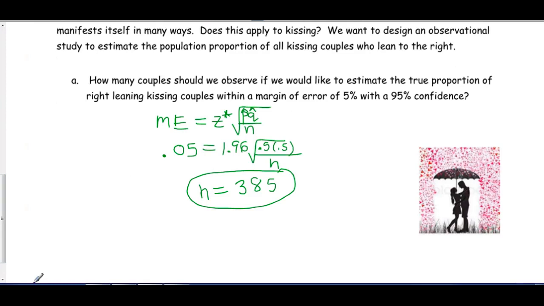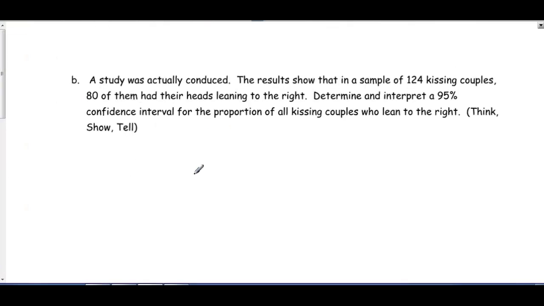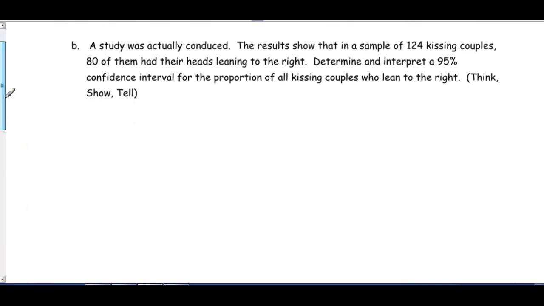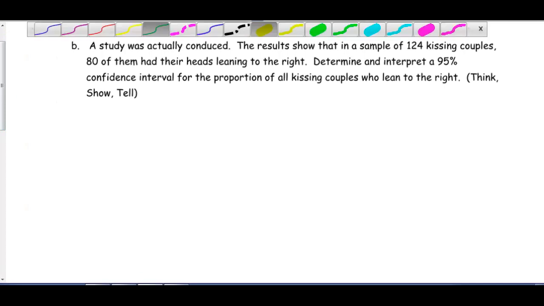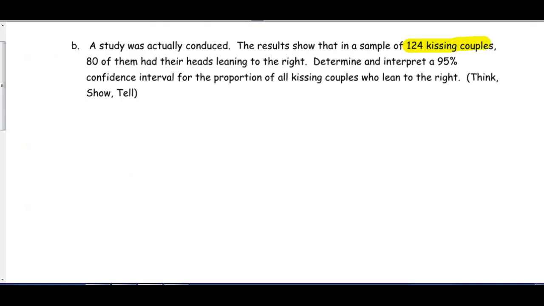Okay, so what I'd like you to do now is go to the back of the sheet, and they actually now are going to conduct a study, and they give us a sample of kissing couples and how many of them lean their heads towards the right. Okay, and then they want us to determine and interpret the 95% confidence interval for the proportion of all kissing couples who lean to the right. So what I'd like you to do right now is please pause the video and go ahead and work that out.